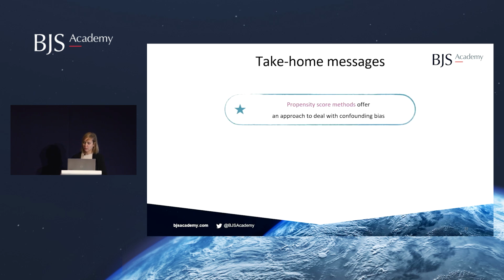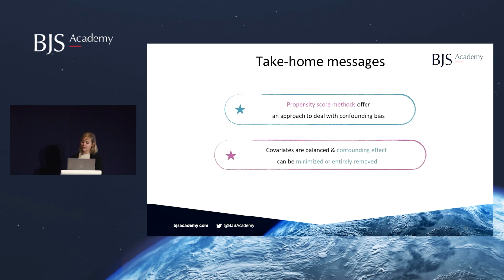So as take-home messages, I would like to say that propensity score methods offer an approach to deal with confounding bias in retrospective studies. By balancing covariates, the confounding effect can be minimized or sometimes even entirely removed. This method is increasingly used in retrospective studies, as we have seen in the previous example.